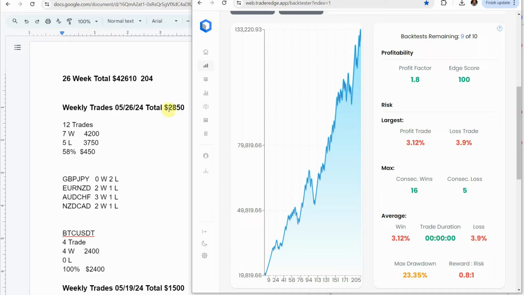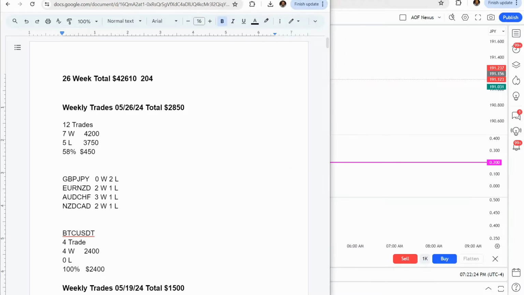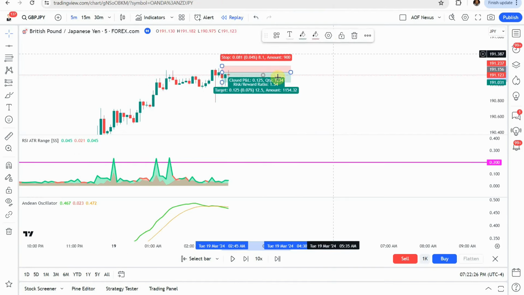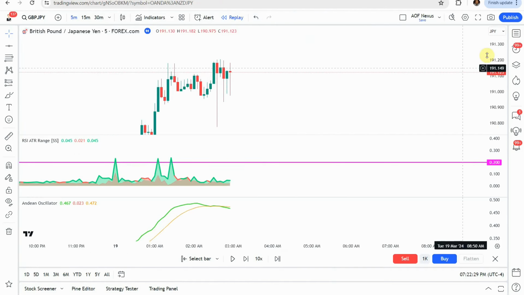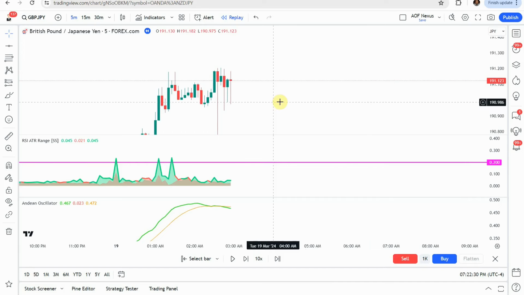For the week, that would have put us up $2,850. At the 26-week total, now we would have been up $42,610 over 204 trades. And you can see more stats on the strategy here and the growth of the equity there. So good stuff from the Academy of Forex Indicator. All right, that's it for the strategy here. We're going to put this one on the no list and move on to the next video from here.